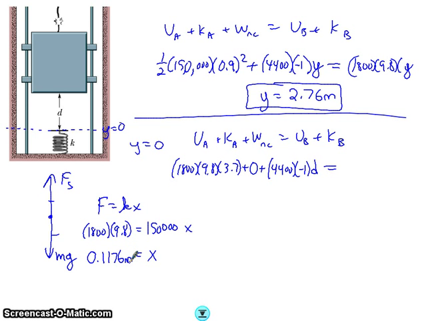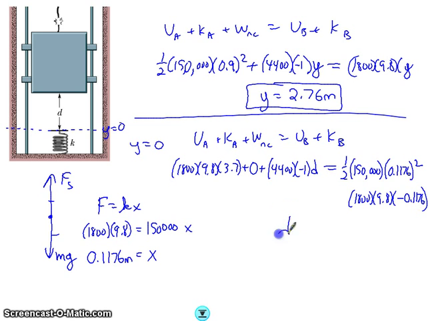So now let's go back here. When it's at rest, we have 1/2 K, which is 150,000, x squared, and that x is 0.1176 squared. But it's also not at y equals 0. It's a little bit below the relaxed position of the spring. So that's 1,800 times 9.8 times -0.1176. So that's the formula that you have to work out here to get an answer for distance. And if you round it off, it's approximately 15 meters.